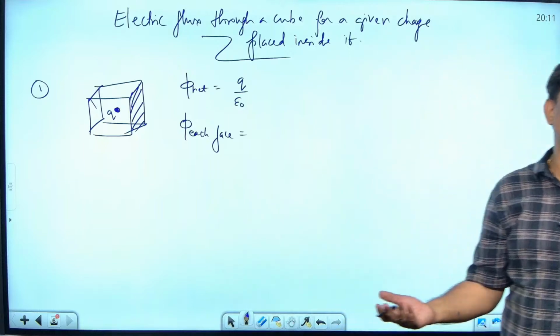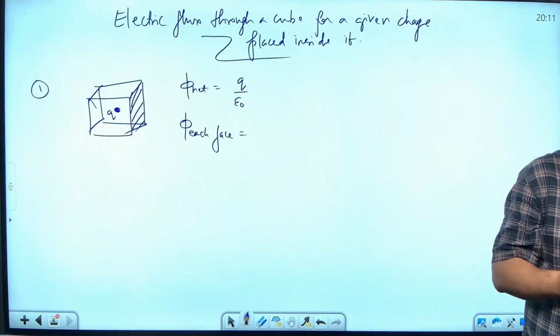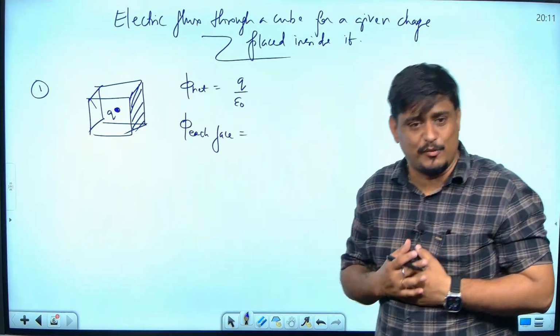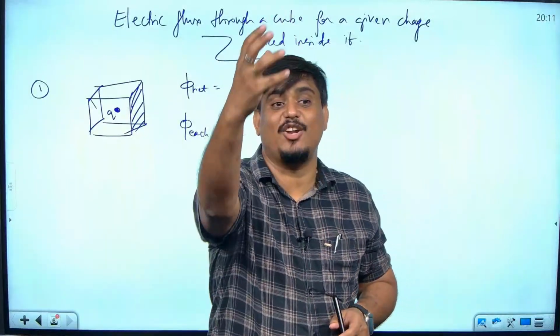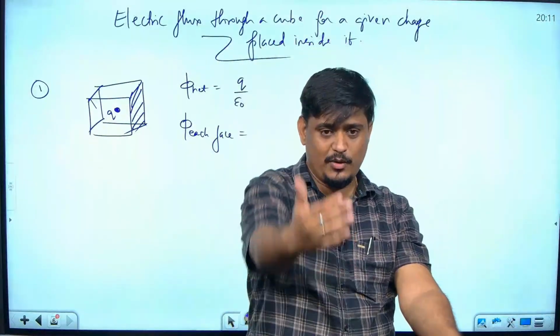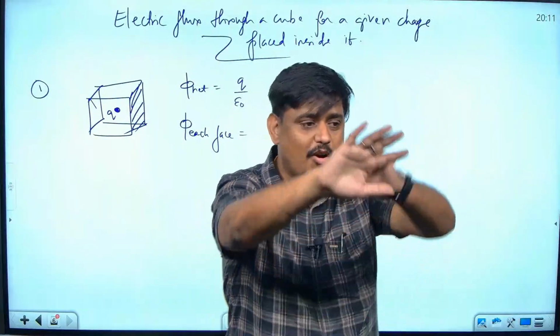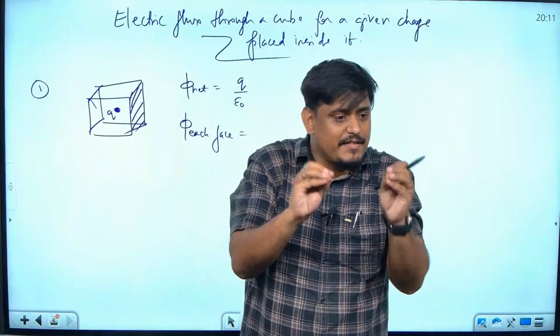1 by 6 times of Q by epsilon, isn't it? Why? Because there are 6 faces. Each face will receive the same amount of flux, no discrimination, because the charge was placed in the center of the cube. Here, here, above, below, towards me, towards you. All faces will receive the same flux. So each will divide equally.